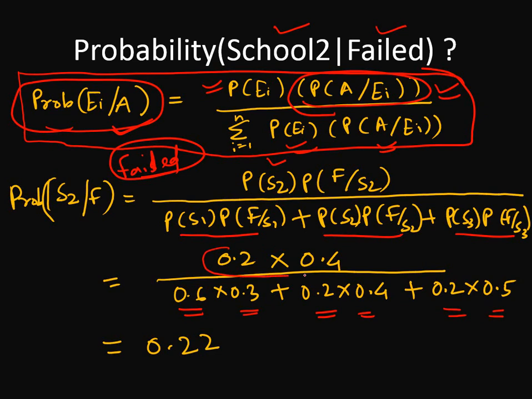And then this is the conditional probability that somebody is from school 2 in the numerator part. When we divide this, we get a number, 0.22. So the probability that if you randomly choose a student from the group of failed students, he belongs to school 2 is 0.22. So that's how we compute the conditional probability from the given problem using the Bayes rule.